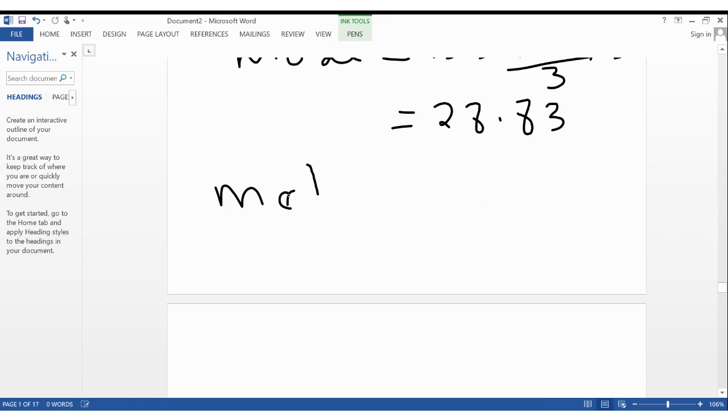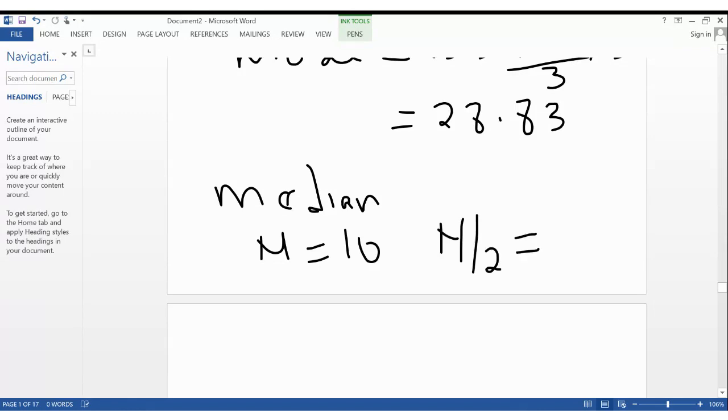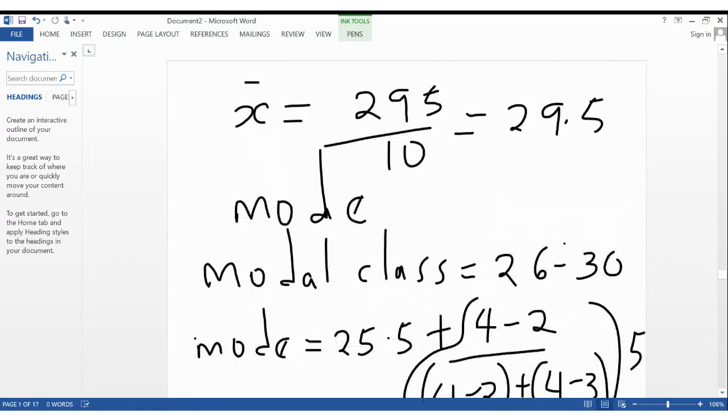So n is 10. So n over 2 is 5. So I can still use this table here. I add the cumulative frequency. At least I don't have to do a lot.